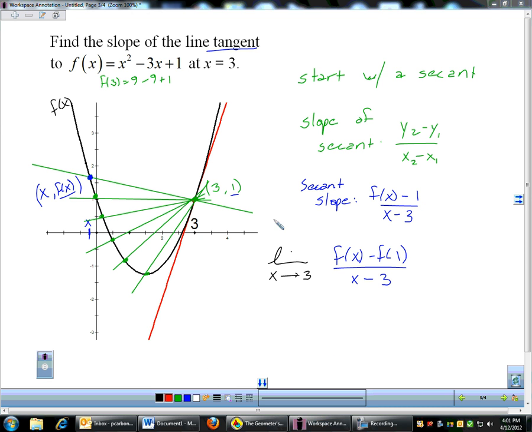So I'll look around. Let's see, I have the limit as x approaches 3 of f of x. Whoops, I didn't mean to write f of 1 there. My bad, that should just be 1. So it's f of x. And I can look up here and I see that f of x is x squared minus 3x plus 1. So I'm going to take out that f of x, and I'm going to plug in x squared minus 3x plus 1. The minus 1 on the outside stays over x minus 3. And we're doing the limit of this as x approaches 3.